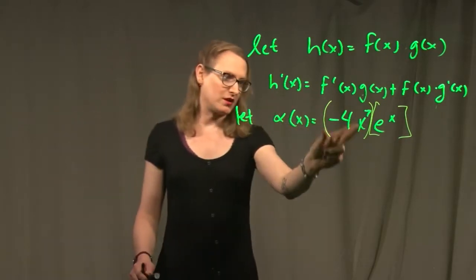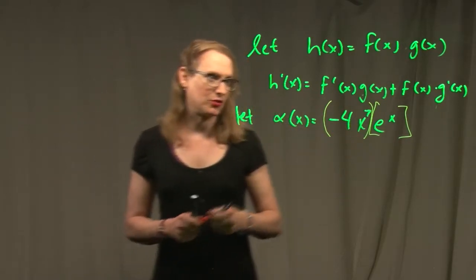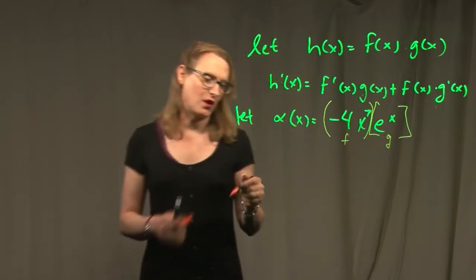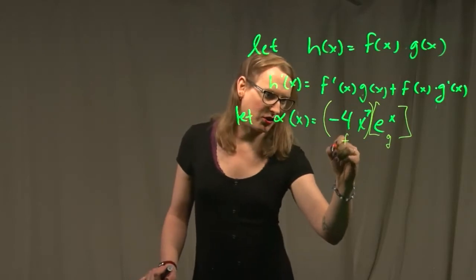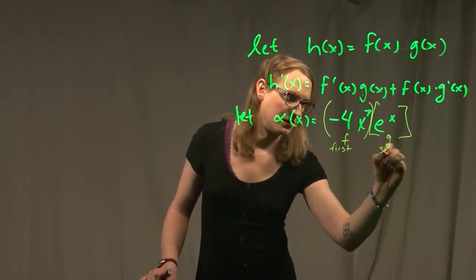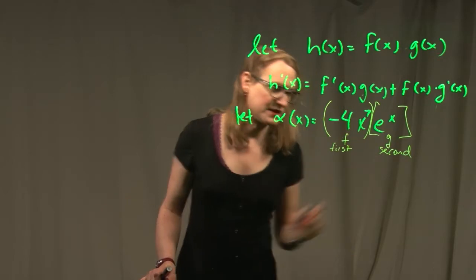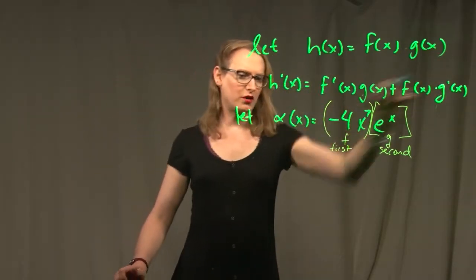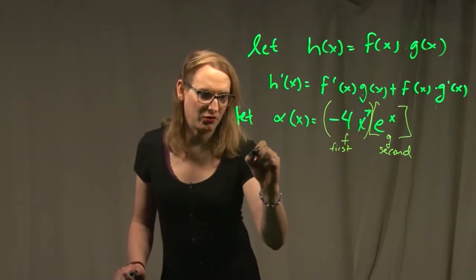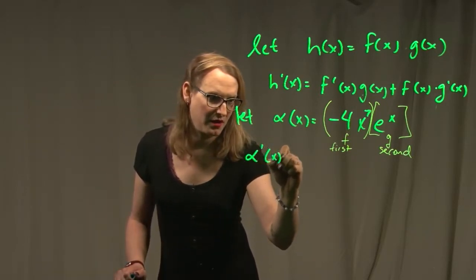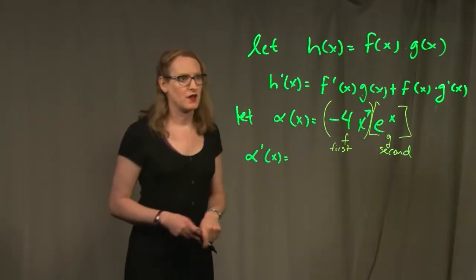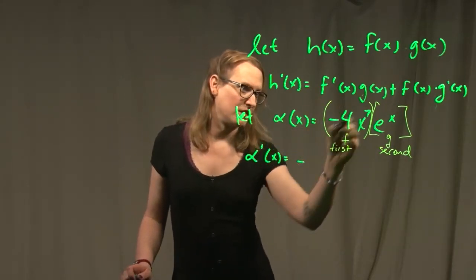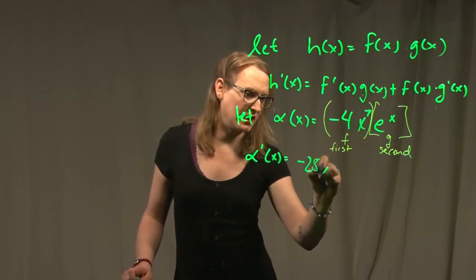So now we're going to label these things. So let's just call this one F. Let's call this one G. Or like first and second are another one. So we've got first and second maybe. So the product rule is going to tell me how to compute alpha prime as a function of x. So I'm going to take the derivative of the first. That's going to be minus 7 times 4, 28x to the 6.